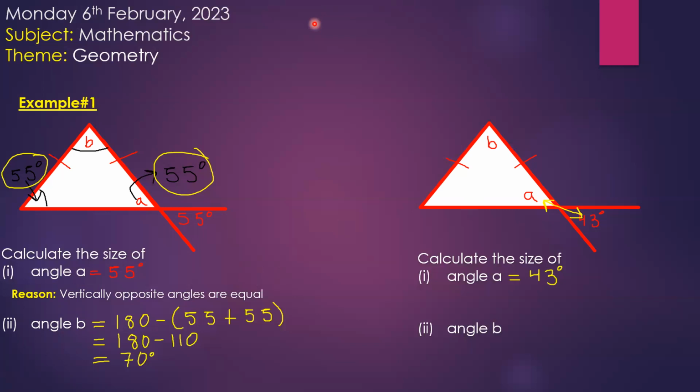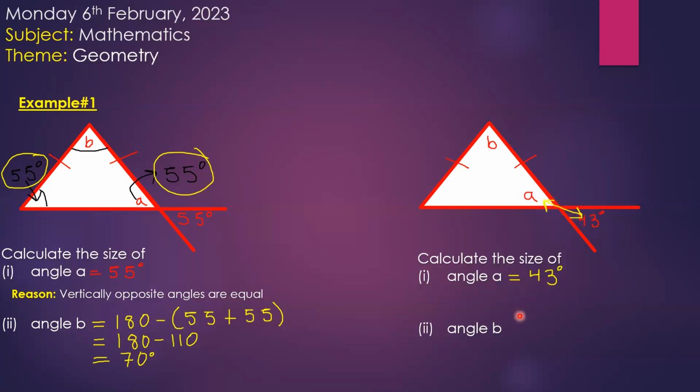Because A is vertically opposite from 43 degrees, and vertically opposite angles are equal. Okay, that's why. So A is equal to 43 degrees because vertically opposite angles are equal.